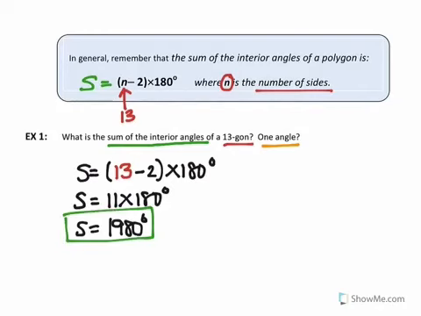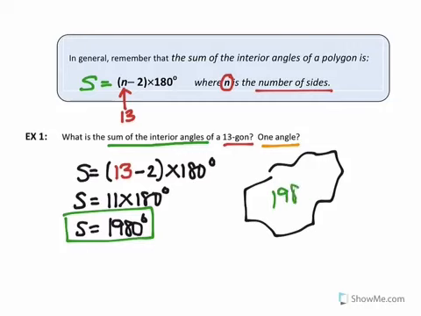That means if I decided to draw a 13-sided shape, I don't know how to draw a 13-sided shape, the entire inside, all of these individual angles, is going to add up to this. So I'm just going to write, therefore, the sum of the interior angles is 1,980.